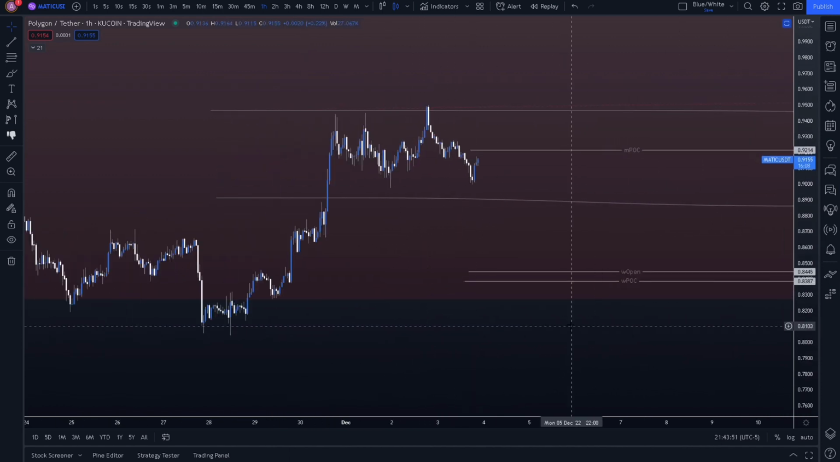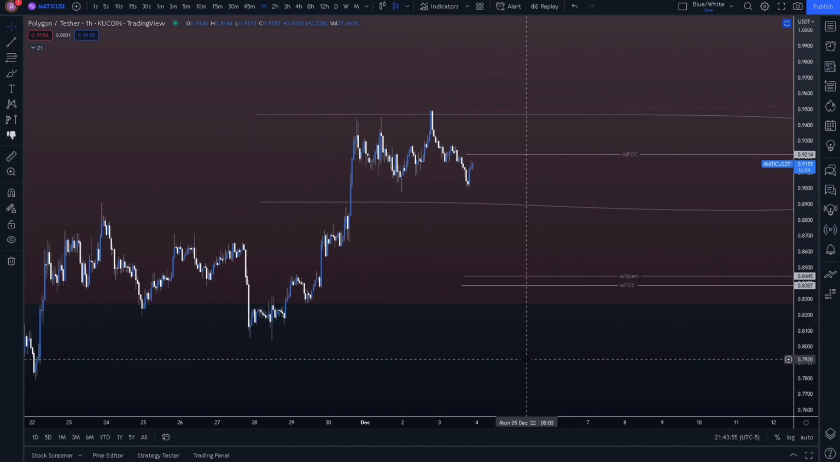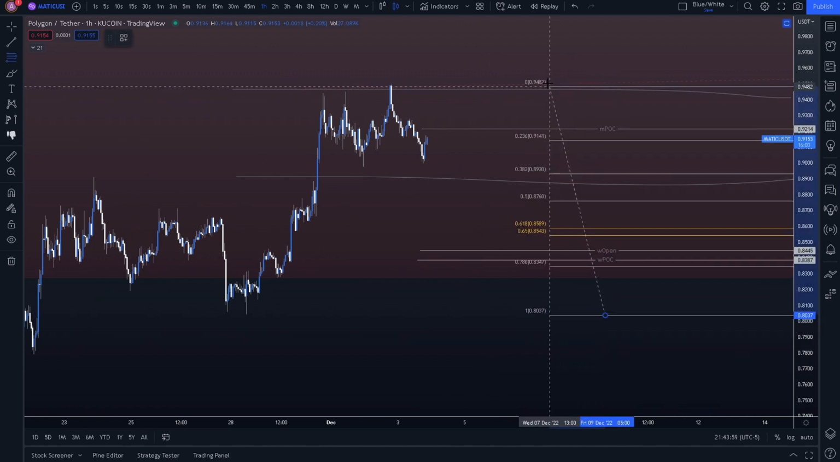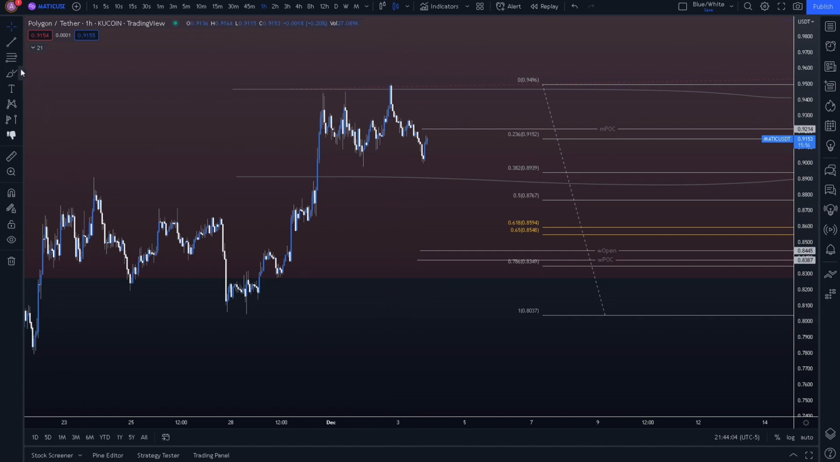So some levels I marked out are the monthly POC, the weekly open, and the weekly POC. And we're going to take the fib here from the swing low to the swing high. And then we're going to mark out this bullish order block right here.